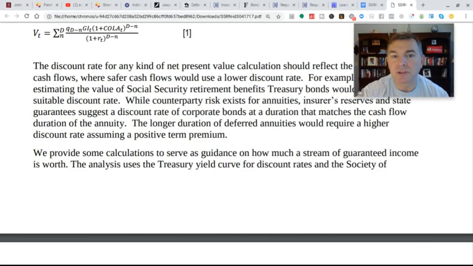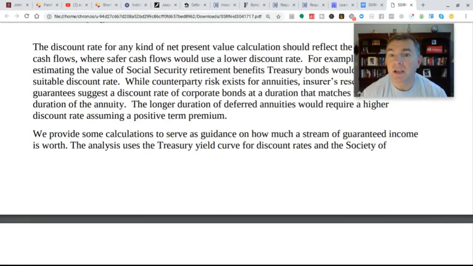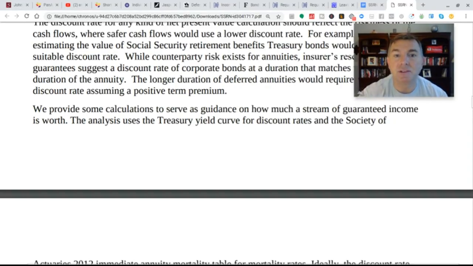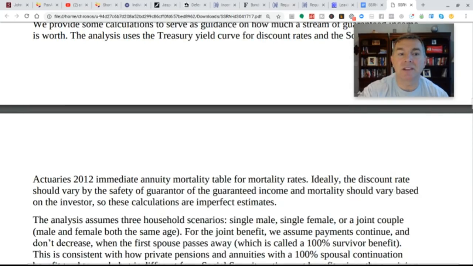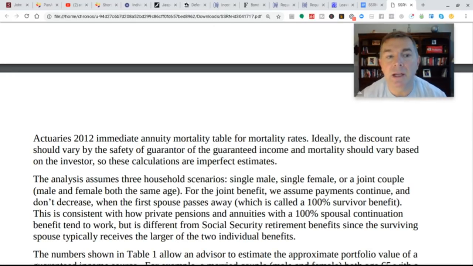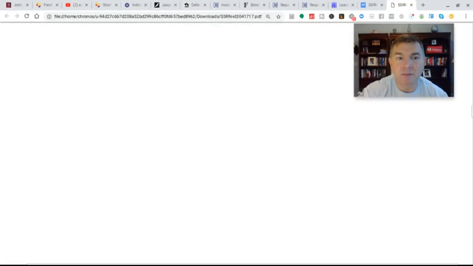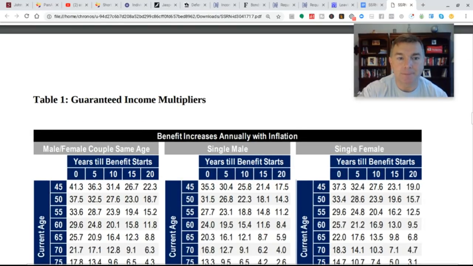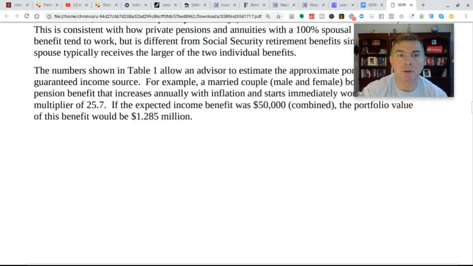So we provide some calculations to serve as a guidance on how much of a stream of income is worth. The analysis uses the Treasury yield curve for discount rates and Society of Actuaries immediate table for mortality rates. And I think we see the chart here. Yeah, right here. This is pretty good, actually. So I want to show that to you.